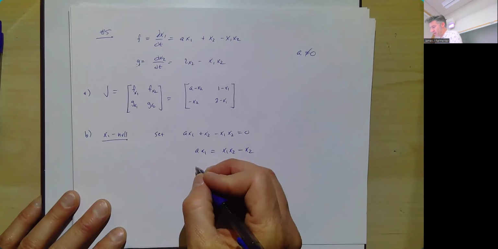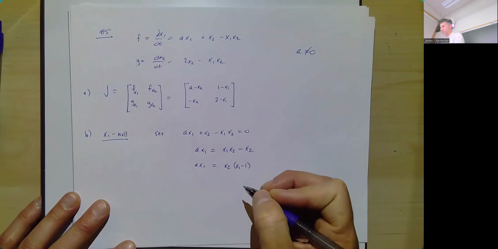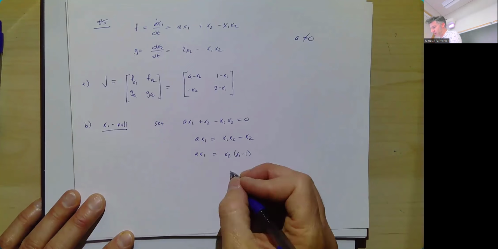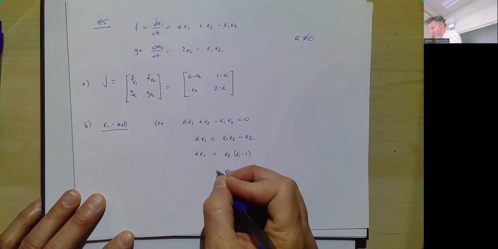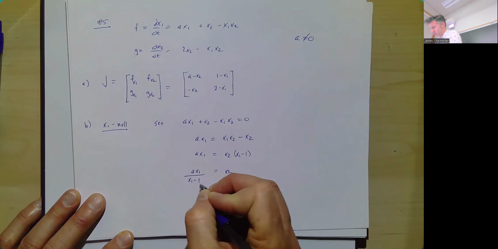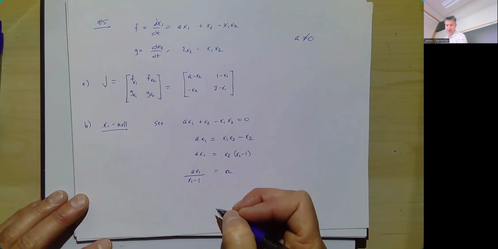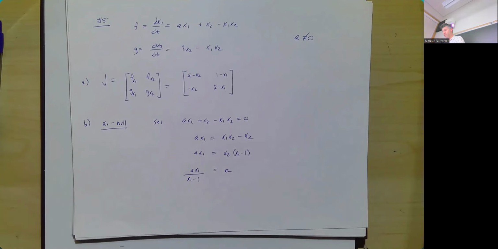And then factoring out an x2 from the right-hand side, x2 times (x1 minus 1) is equal to ax1. And then finally, x2 is equal to ax1 divided by x1 minus 1. I don't love this question. Find the nullcline. Great, there it is. He didn't say graph it, so I'm not going to graph it.